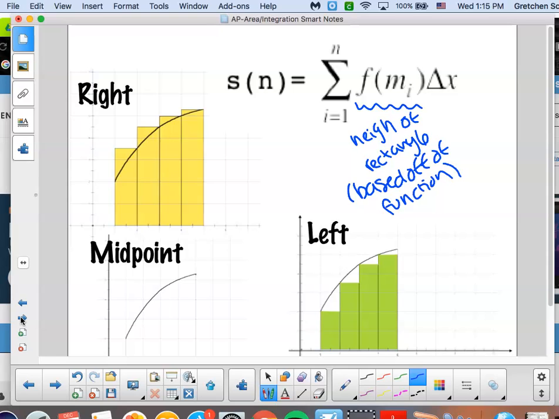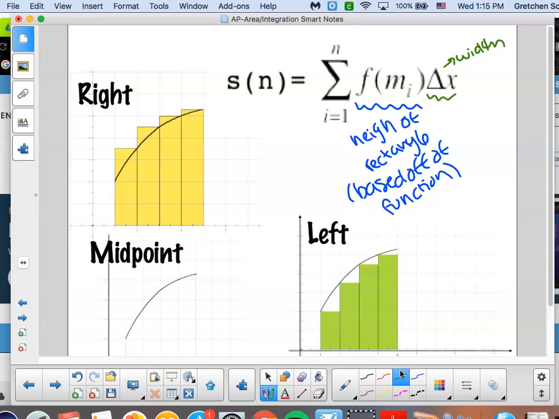So that's why it's f of. It's not a for sure, this is saying f of wherever your rectangle is. So there is our height. So then delta x. What does delta mean?